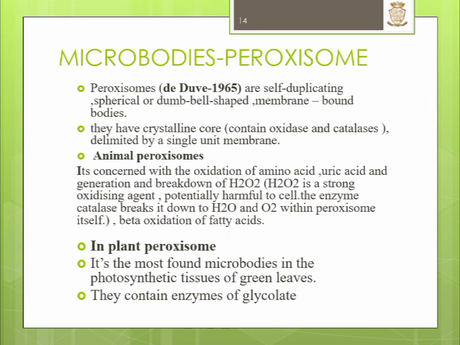Animal peroxisomes are concerned with the oxidation of amino acids and uric acid, and the generation and breakdown of hydrogen peroxide. Hydrogen peroxide is a strong oxidizing agent, potentially harmful to the cell. The enzyme catalyzes the breakdown. Catalase breaks it down to water and oxygen within the peroxisome itself, and also does beta oxidation of fatty acids. Plant peroxisomes are the most common microbodies found in the photosynthetic tissue of green leaves. They contain enzymes of glycolate.